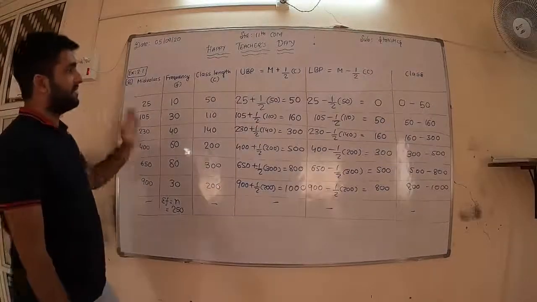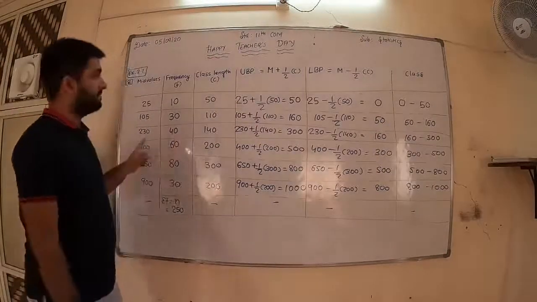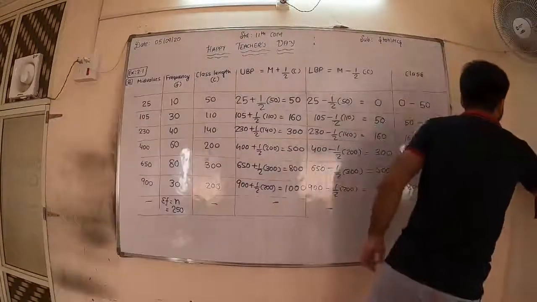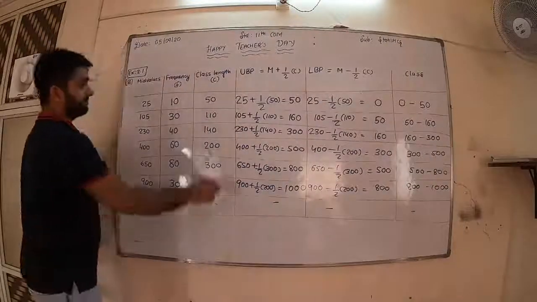Now sum 9 is the same as sum 8, but the difference is that the class lengths are not given.